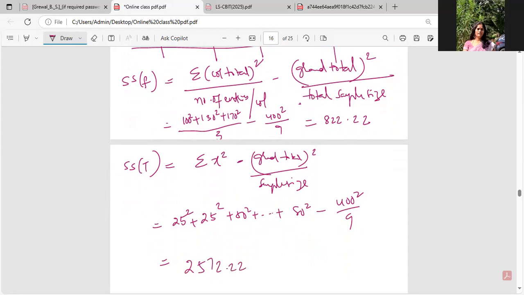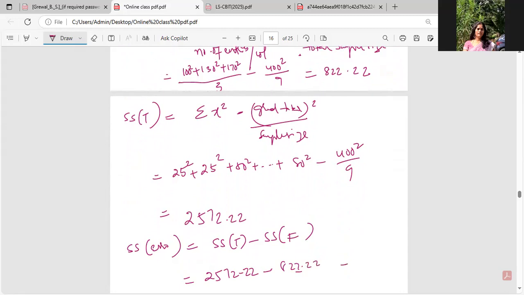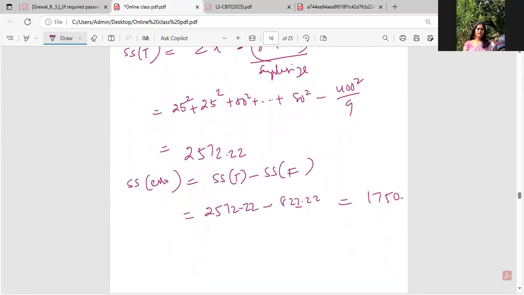2572.22. Okay. Now, how will I find out SS error? What's the error? How will I find it out? It's nothing but SS total minus SS factor. So it is 2572.22 minus 822.22. That value I'll be getting to be 1750 for SS error. Just see here.